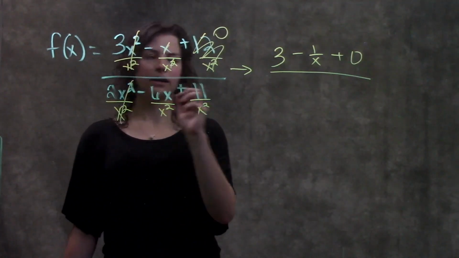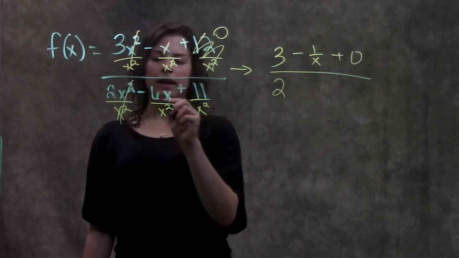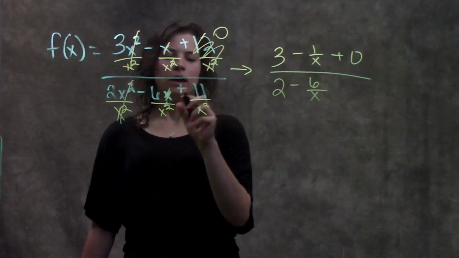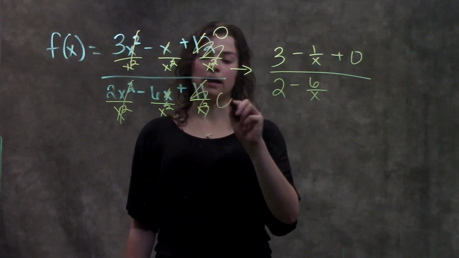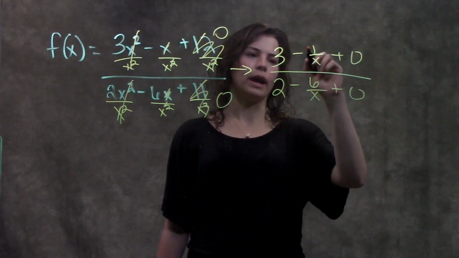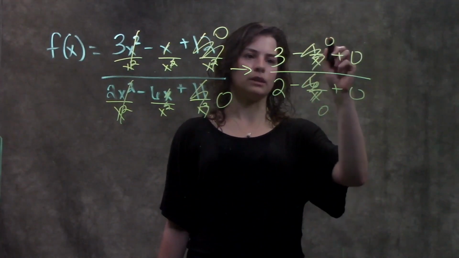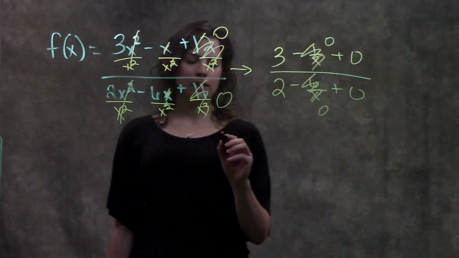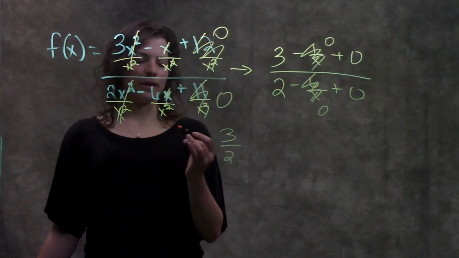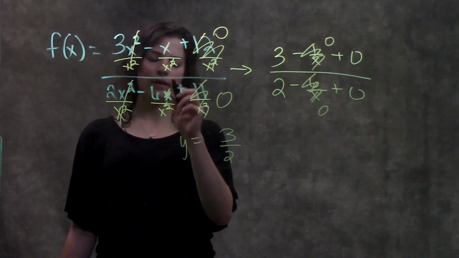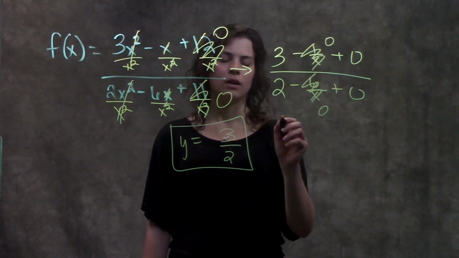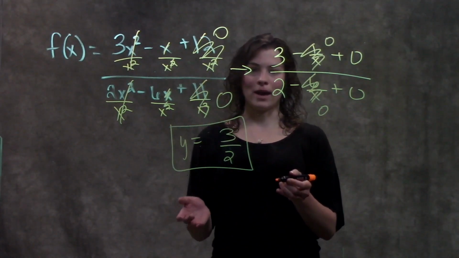Over on the bottom here, x squareds cancel, so I'm left with 2. Minus 6 over x squared, one of the x's cancel, 6 over x. Plus 11 over x squared, that becomes 0. And looking at what I have left over here, I still have a number over x, so cross these out, those are 0. And now all that I'm left with is just 3 over 2. So after that method, I can see that my horizontal asymptote of this function is the equation y equals 3 over 2. All right, so there's a mathematical way of how to solve this problem.